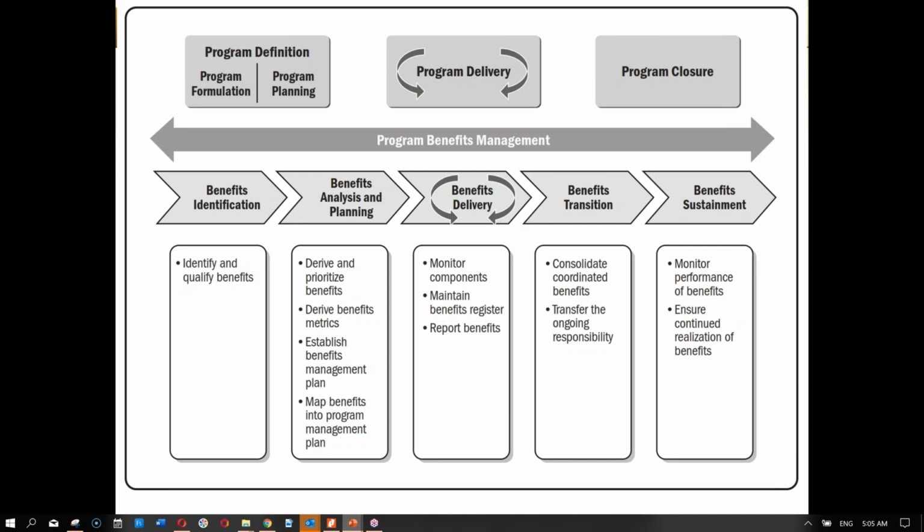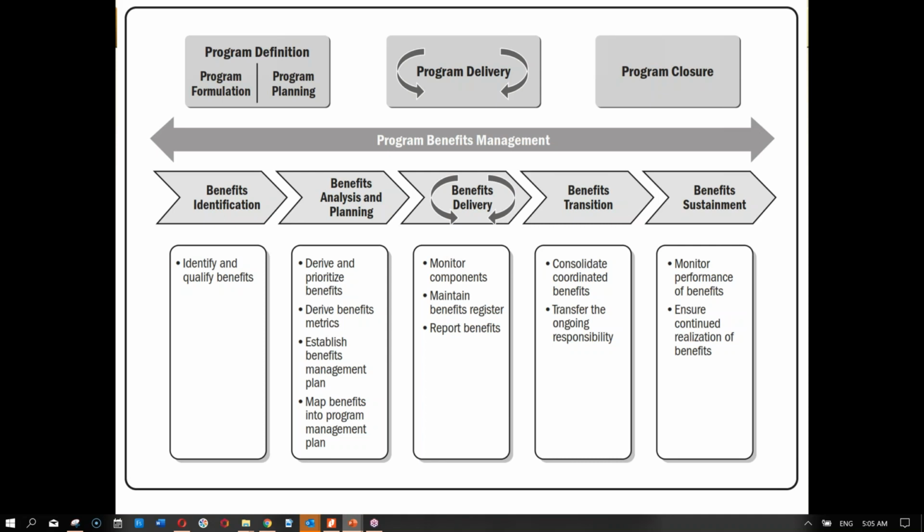In benefit identification, as I said, we identify and qualify the benefits. Once we identify the benefits, naturally they have to be clearly described. Each benefit is to be described with such clarity that we are able to qualify whether this benefit is of any use to the organization or to the program or not.